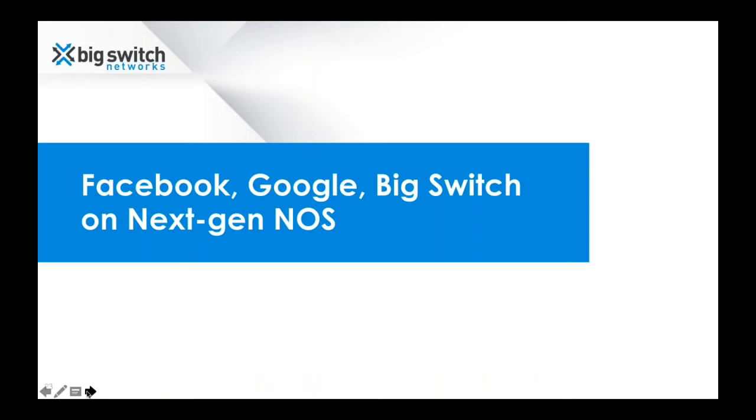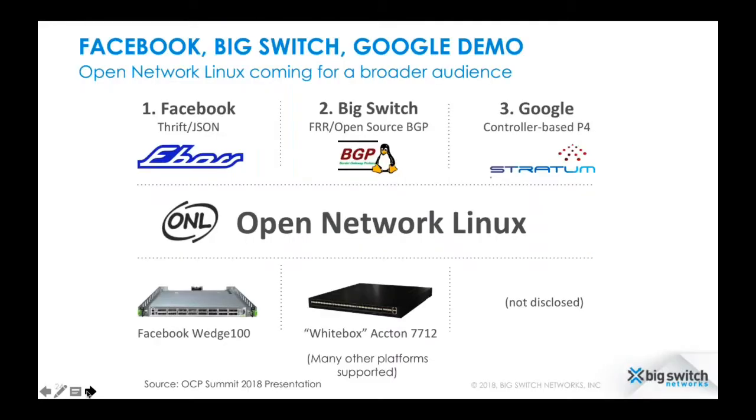So now let's bring some proof points as to how this architecture is instantiated across a variety of NOS architectures. So at OCP, there are 3 different NOS environments that have been shown leveraging Open Network Linux on 100 gig hardware. Facebook FBOSS on the Facebook Wedge 100 gig platform, Big Switch showing a BGP fabric leveraging Open Network Linux on the 100 gig Edgecore 7712, and Google showing Project Stratum leveraging a P4 controller and P4 programming on a 100 gig brite-box platform, which has not been disclosed. And we'll see a demonstration of this in a little bit.